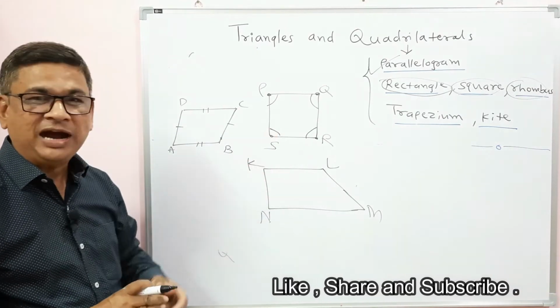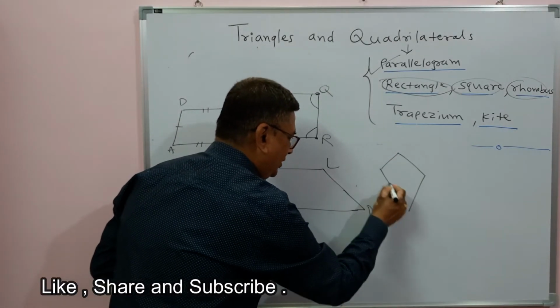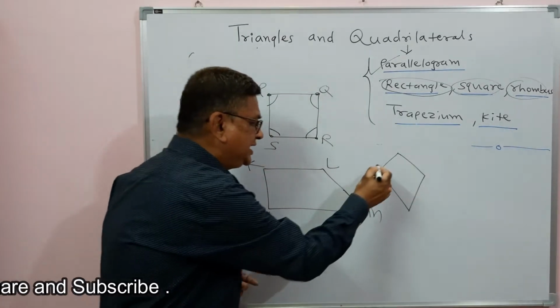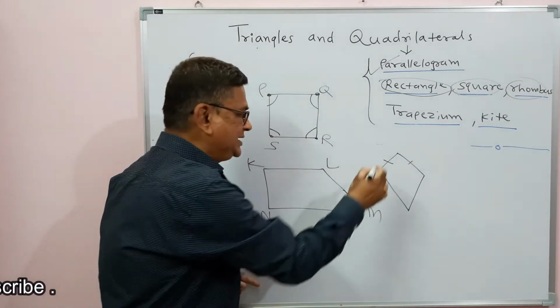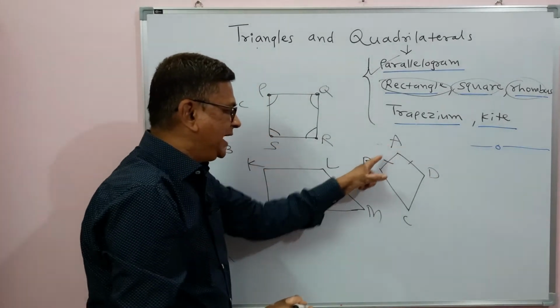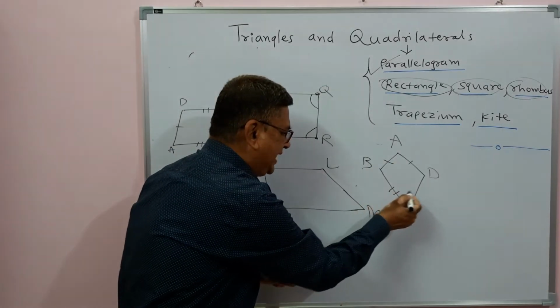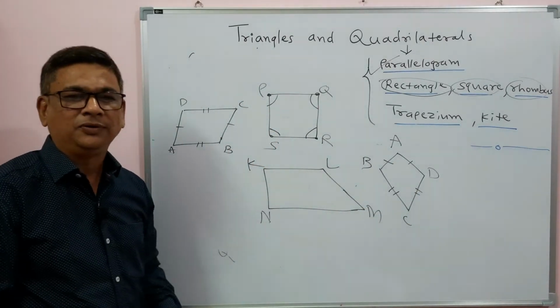And the last one is the kite. A kite is such a figure in which the adjacent sides are congruent. For example, this ABCD is a kite, then can you see AB and AD are adjacent sides and they are congruent. Likewise, BC and CD are also congruent.